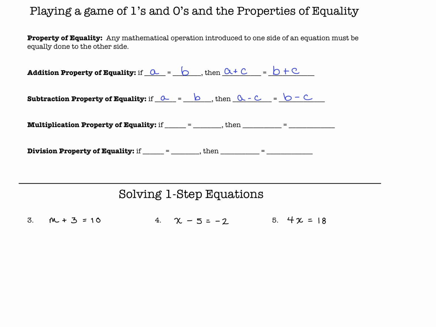Multiplication property of equality. Again, we start off with that same A and B. So this time, instead of adding or subtracting, if I do A and I multiply it by C, then I must take that B and multiply it by C.